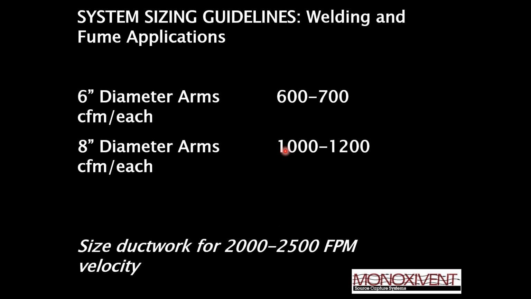Now, some sizing guidelines for welding. So in particular, production type welding, I use a 6-inch diameter arm. I'm using 600 CFM at a 2,000 to 2,500 feet per minute conveying velocity.